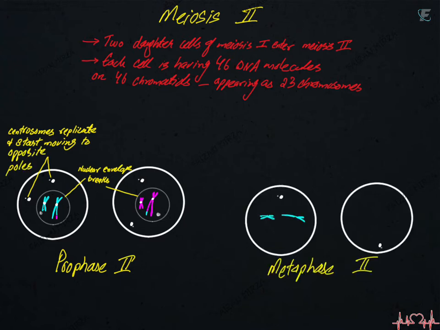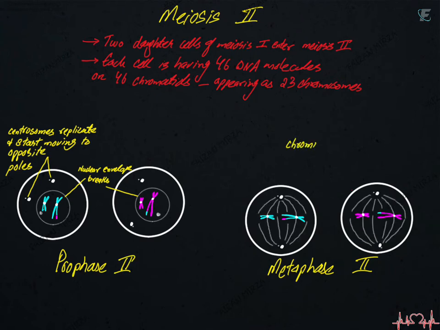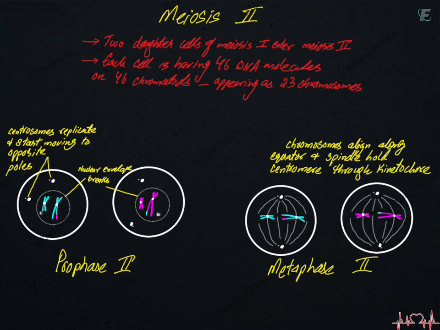In metaphase 2, the chromosomes line up along the equator, and now their homologous pairs are not there in the cell at all. The chromosomes align along the equator and the spindle holds the chromosomes at the region of the centromere through the kinetochore. And there are no homologous pairs right now because the homologous pairs have been separated. So each chromosome is a different chromosome.